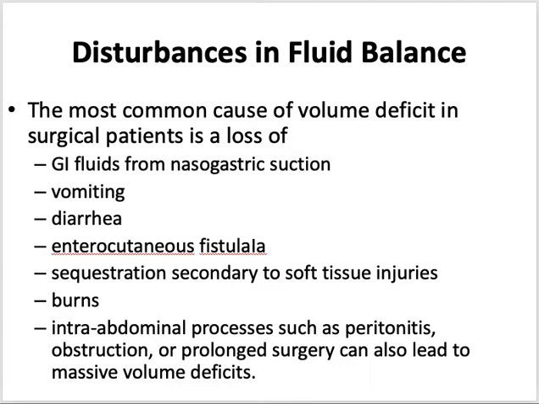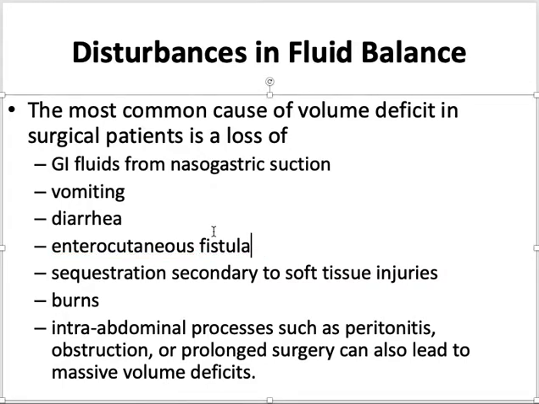So what will happen, for example, the most common causes of volume deficit in surgical patients is the loss of GIT fluid from nasogastric suction, vomiting, diarrhea, sorry, fistula, if they have any fistula, if they have burns, or if they have something like peritonitis or obstruction and things like this. So they lose a lot of water because of this.